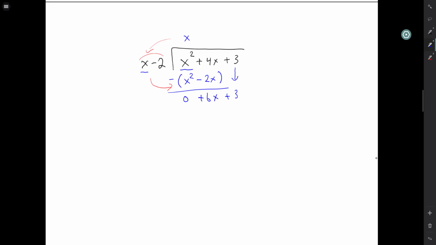and now we have to deal with 6x plus 3. And we match it up the same way. How do I get 6x from just the x? Well, I multiply it by 6. So I've got a plus 6 up there. And I essentially repeat my previous step. I take my 6, multiply it by x minus 2, and subtract it down here, just like we would with normal long division. So 6 times x minus 2 is 6x minus 12.